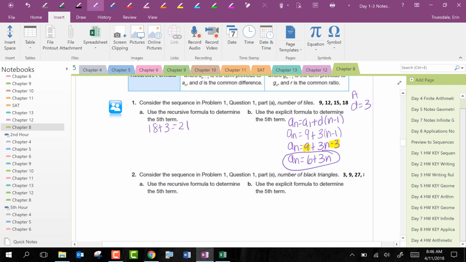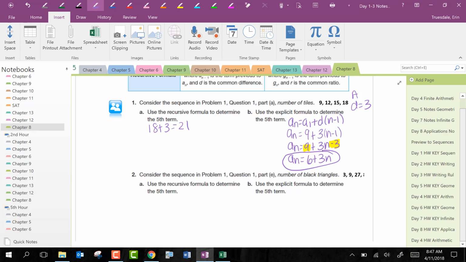This rule will generate any term in the sequence. Okay, any term in the sequence. So like if I want the first term and I plug in 1 here, do I get 9? Yeah. If I want the second term and I plug in 2 here, do I get 12? Yeah. If I want the third term and I plug in 3, I'm going to get 15 and so forth. Okay, so that's why this rule is so important, because I can generate any term. So now if I asked you for the 100th term, you just plug in 100 and you have the 100th term. And you don't have to keep adding 3.